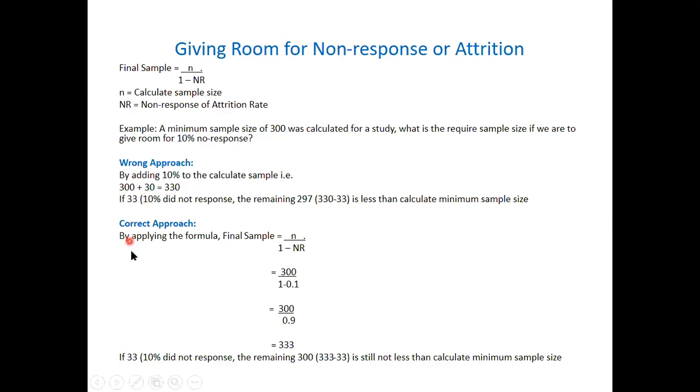So the correct approach is for you to apply the formula. We say 300 over 1 minus non-response rate. Non-response rate is 10%, which means 0.1. When you subtract it, it gives you 0.9. When you divide, it gives 333. So if you remove 10% of 333, which is 33, you see you have 300. It's not less than the calculated sample size. So I think we stop here.